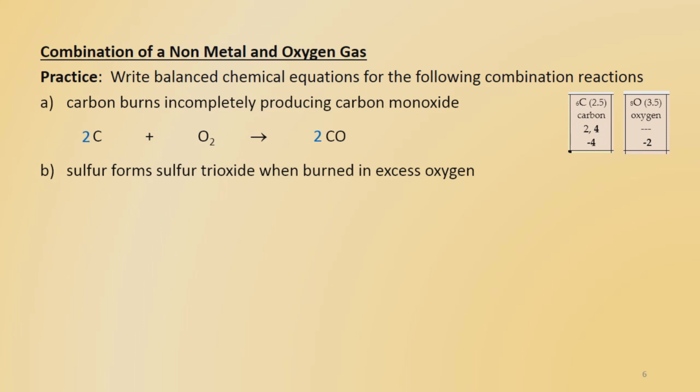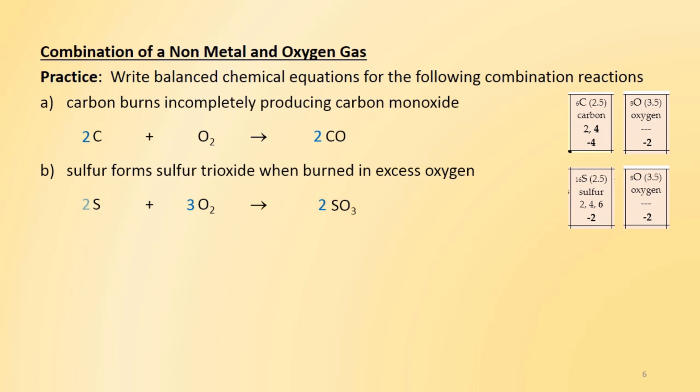How about sulfur forming sulfur trioxide when burned in excess oxygen gas? Sulfur is the symbol S, oxygen is O. So we can write S plus O2. Once again, we don't need the oxidation numbers to write the formula of the product because the name tells us it's sulfur trioxide. We have an odd number of oxygens on the right and an even number on the left, so if we double up the number of oxygens on the right, it's now even. That's 6 oxygens. 3 times the O2 on the left balances the oxygens, and 2 sulfurs.